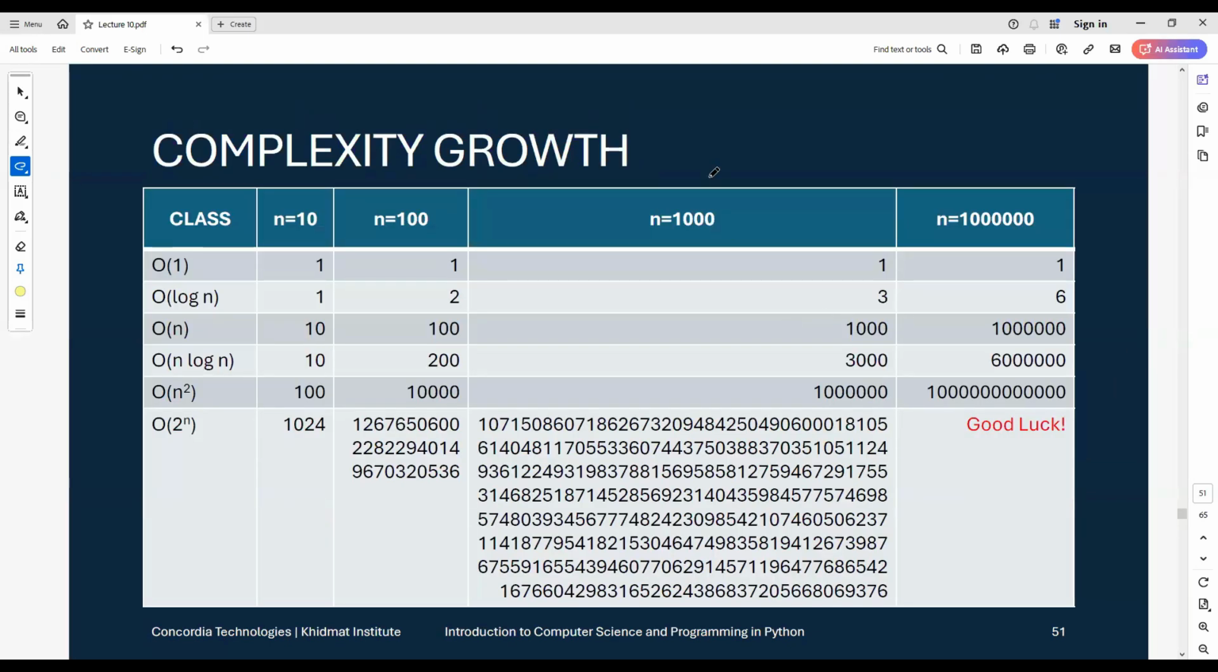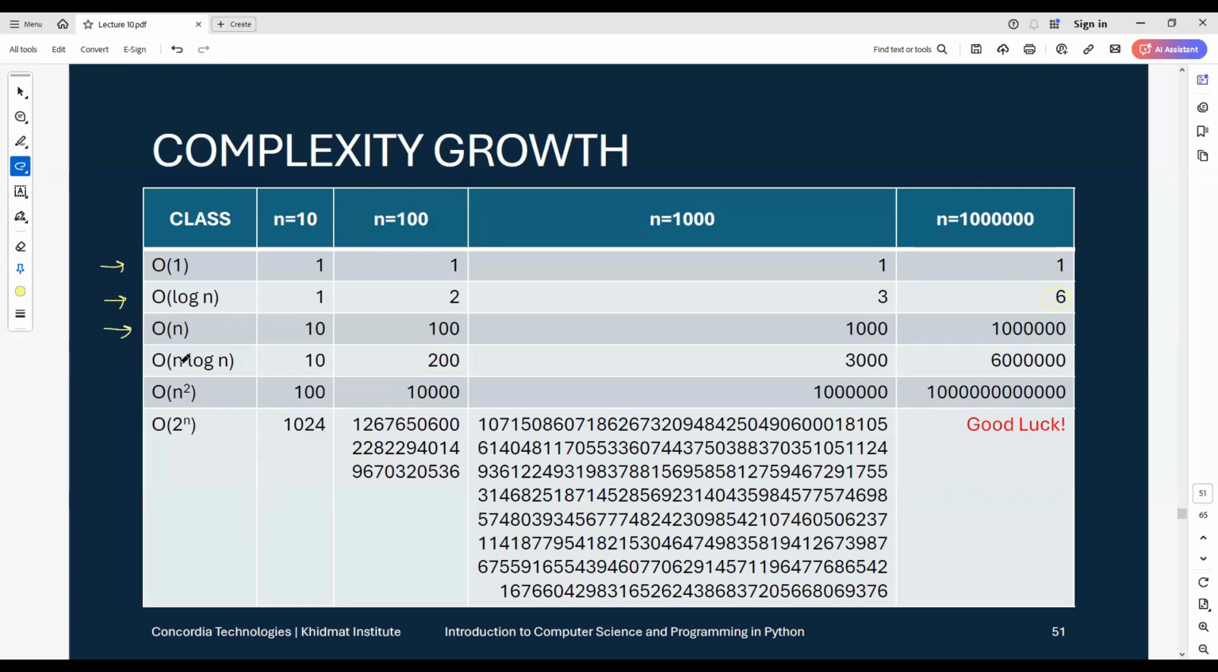So this table basically puts everything in perspective. For a constant complexity function, the size of the input doesn't matter. For n equal to 100, it takes the same amount of time as when n is equal to 1 million. Log n is still a fairly good quality of implementation for our algorithms. At 1 million, it is only running 6 times here.